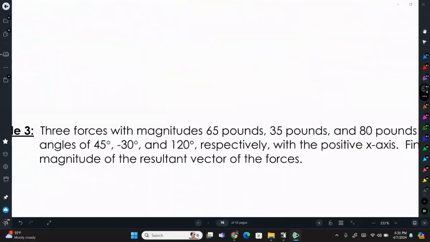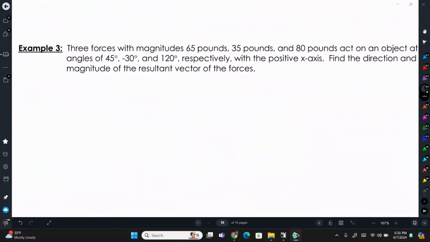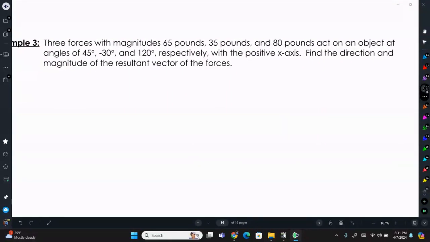All right, now our last example says three forces with magnitude 65 pounds, 35 pounds, and 80 pounds act on an object at angles of 45 degrees, negative 30 degrees, and 120 degrees respectively with the positive x-axis. Find the direction and magnitude of the resultant vector of the force.